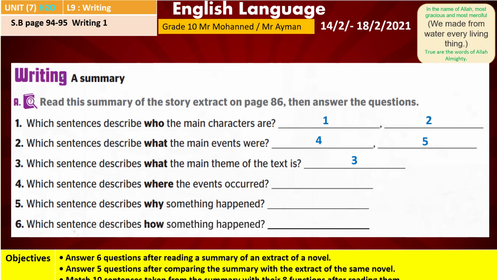Sentence 3. Which sentence describes where the events occurred? I think it's 1 with the characters. Which sentence describes why something happened? I think it's 6, yes. And which sentence describes how something happened? It's in 7.